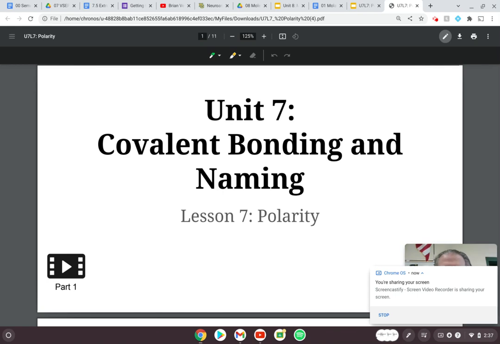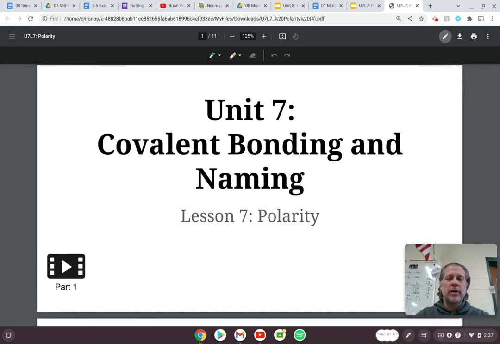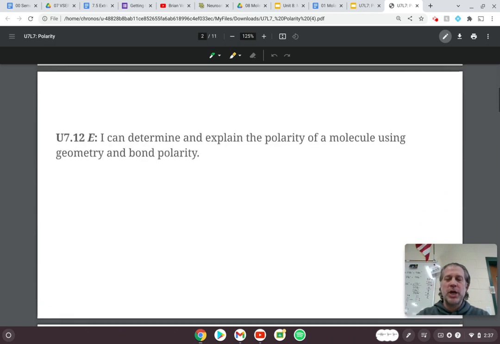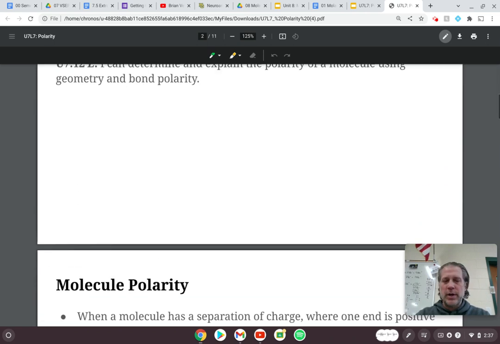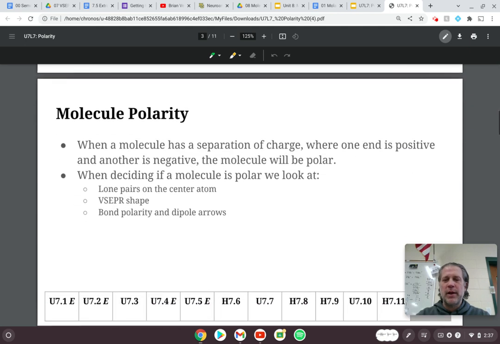So today's lesson is based on molecular polarity, and we've already talked about bond polarity, and we've already talked about shapes of molecules. So we're going to talk a little bit about how we can identify whether or not a molecule is polar or nonpolar. We know that when a molecule has a separation of charge, there is one end that ends up being positive and the other end is negative, and so the molecule will end up becoming polar.